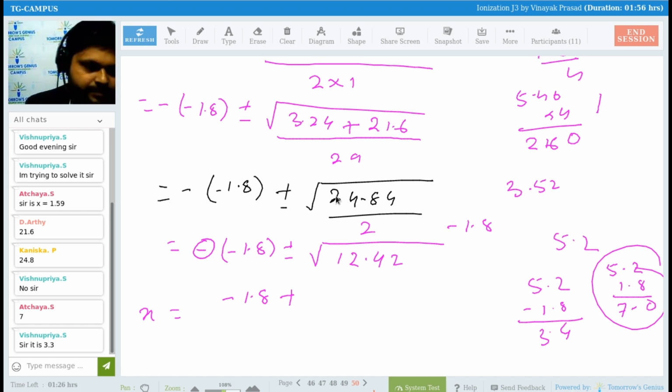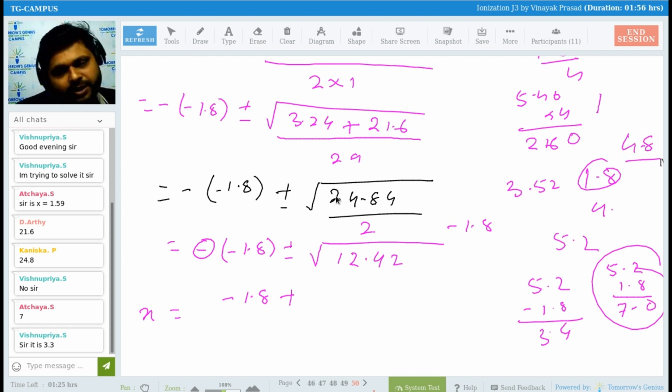I didn't divide it by 2, so in the square bracket I directly substituted the root for 24.84. And I got 24.84, then I got some value closer to 4.8, sir. Yes, so what will the value be for that? 1.8 plus or minus 4.8, whole divided by 2. 4.8, or what? 1.8? 4.8, sir. 1.8 plus or minus 4.8 divided by 2. Yeah, you can do this as well. So 4.8, yes. So then what will you do?